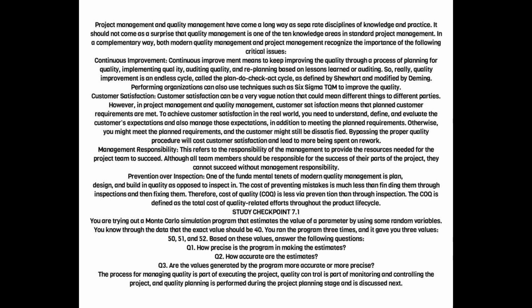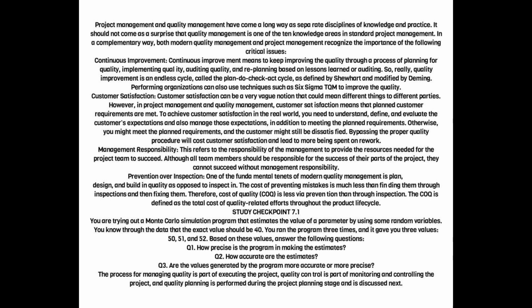So, really, quality improvement is an endless cycle, called the Plan-Do-Check-Act cycle, as defined by Shewhart and modified by Deming. Performing organizations can also use techniques such as Six Sigma and TQM to improve the quality. Customer satisfaction. Customer satisfaction can be a very vague notion that could mean different things to different parties. However, in project management and quality management, customer satisfaction means that planned customer requirements are met.